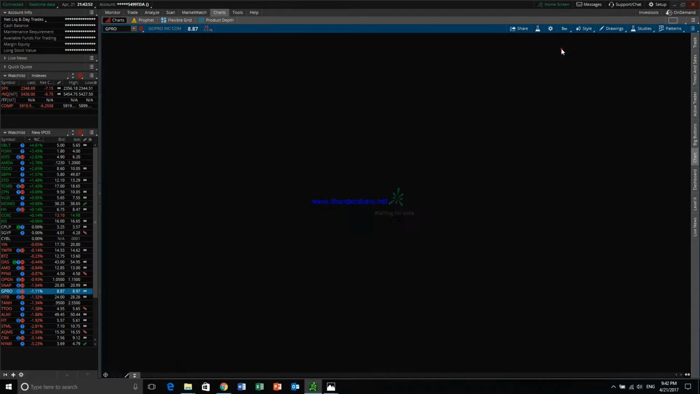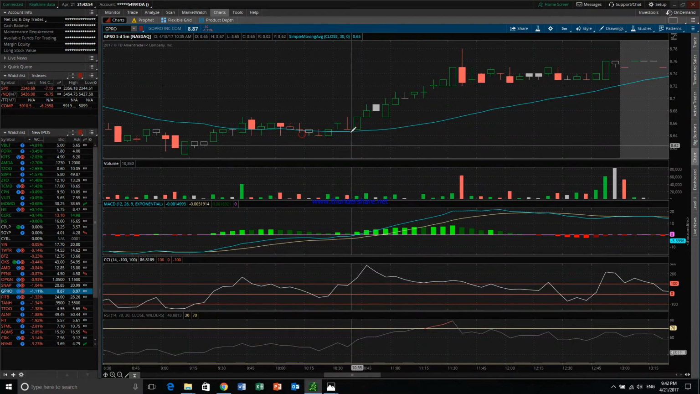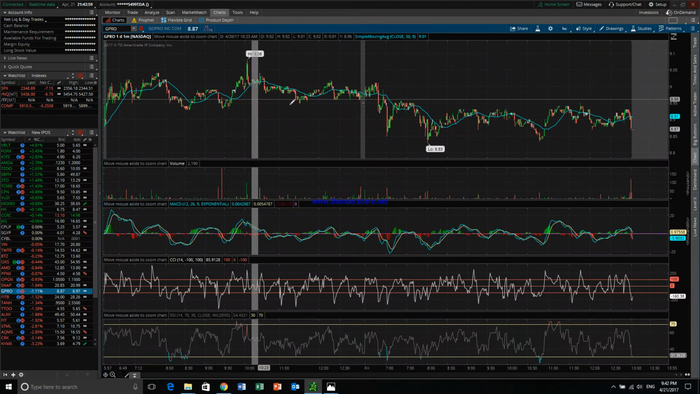This is a couple of examples of the 5 minute candle. This is a 5 minute. Each candle represents 5 minutes. This one is a 1 minute candle.